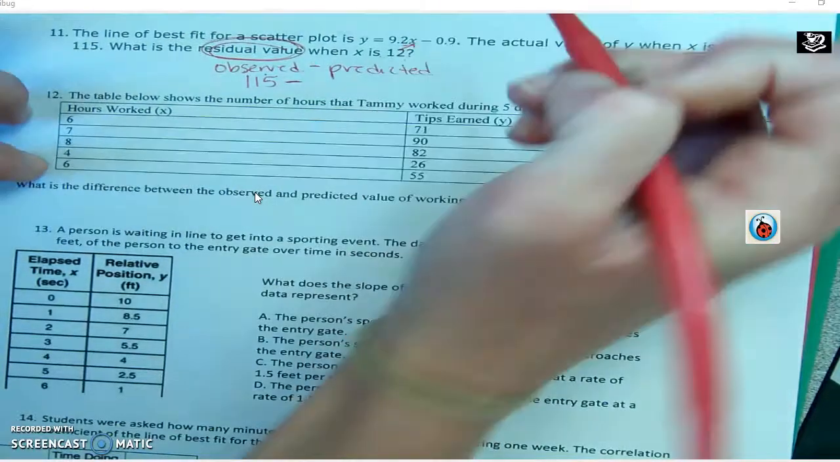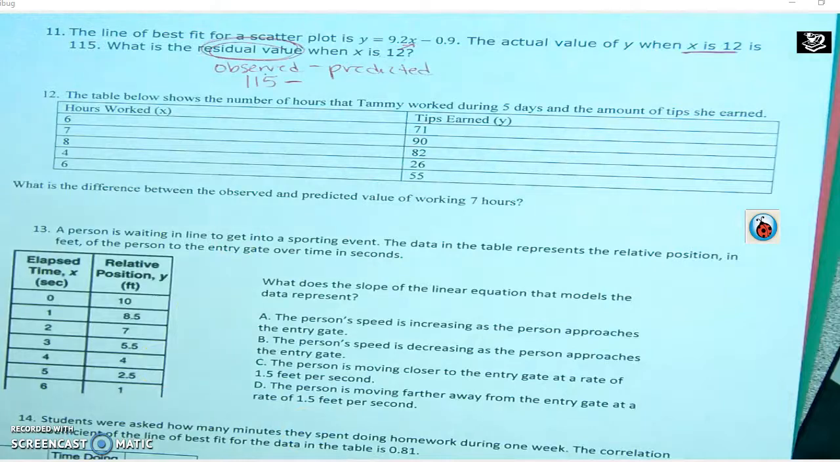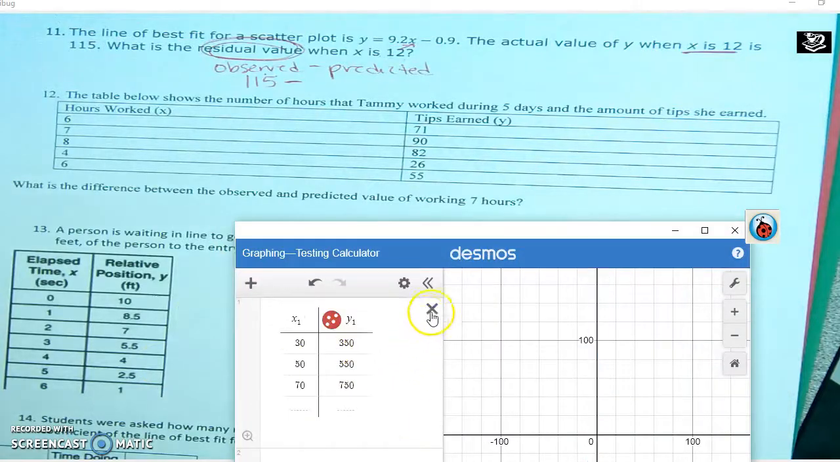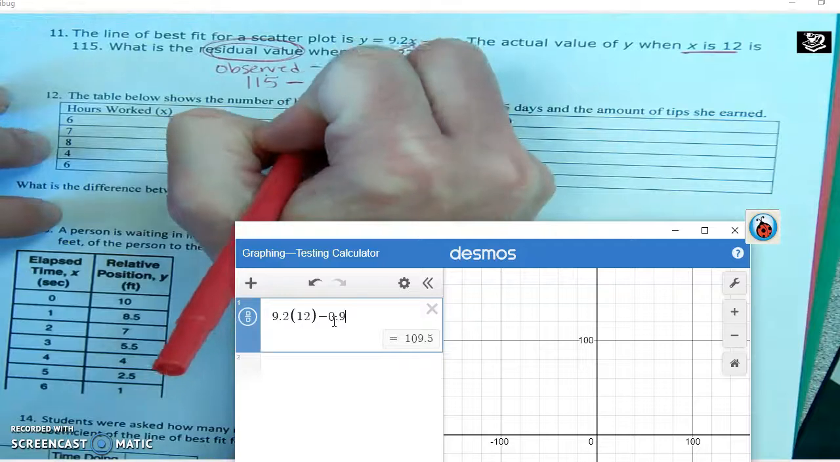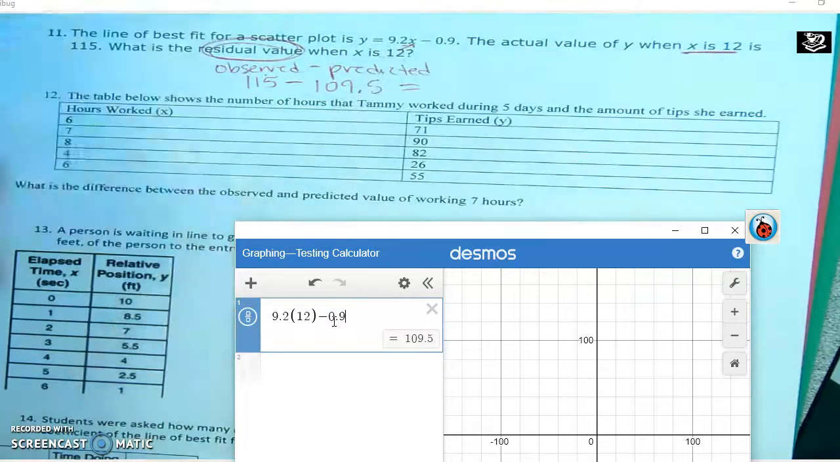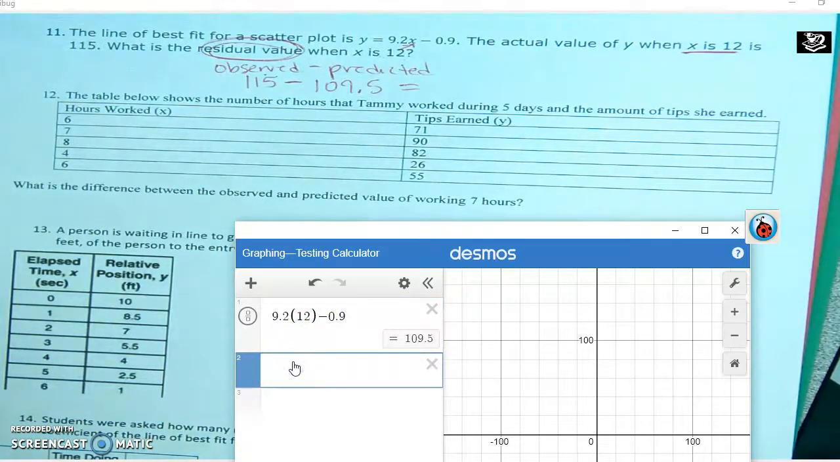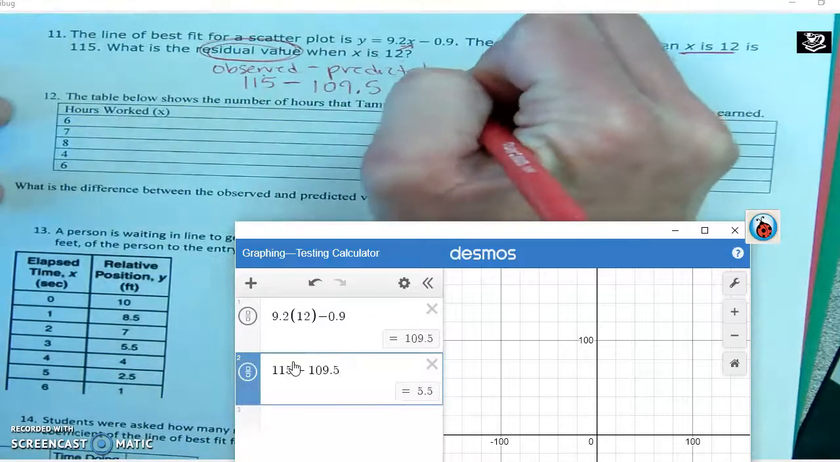To predict, you have to plug 12 into the formula. So I'm plugging in 9.2 times 12 minus 0.9. The predicted value is 109.5. And then I have to subtract those. 115 minus 109.5, and so you get the answer to be 5.5.